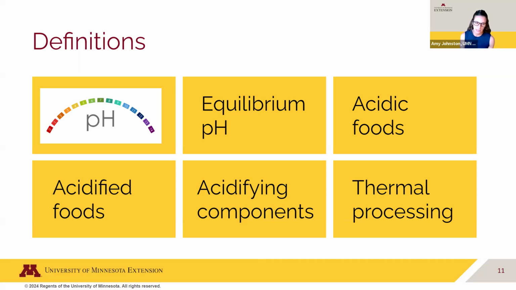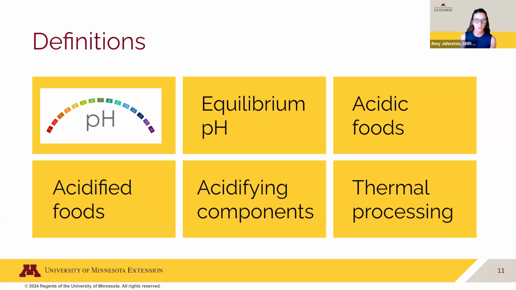Pressure canning is a more intense heat treatment because the pressure inside the canner raises the temperature of the liquid to between 240 to 250 degrees Fahrenheit. So a much more intense heat treatment. And we're going to talk about pressure canning later this fall.